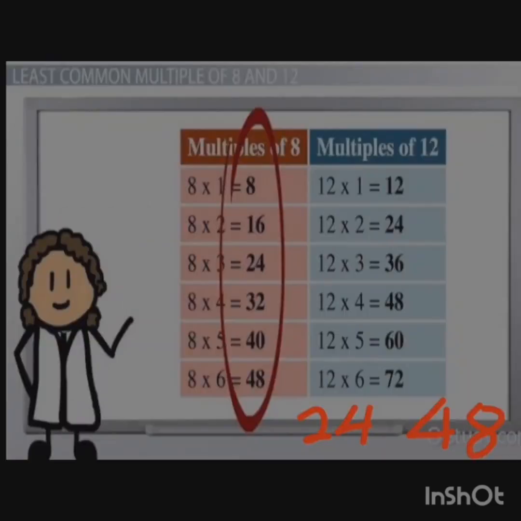Here we want to take a look at the common multiples of 8 and 12. We found out that the common multiples of 8 and 12 are found in 8 times 3, which is 24, and 8 times 6, which is 48. In the same way, 12 times 2 is 24, and 12 times 4 is 48. The common multiples are 24 and 48, but we are looking at the least common multiple, the lowest common multiple, and that is 24. So the LCM of 8 and 12 is 24.